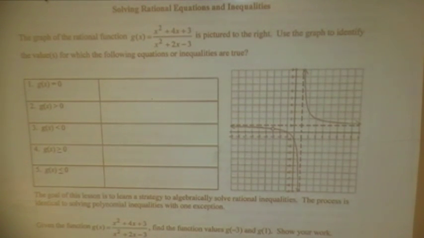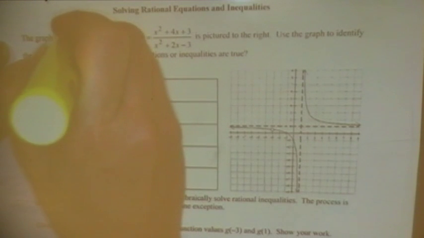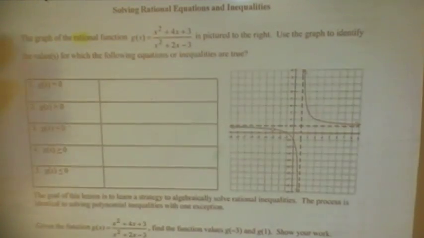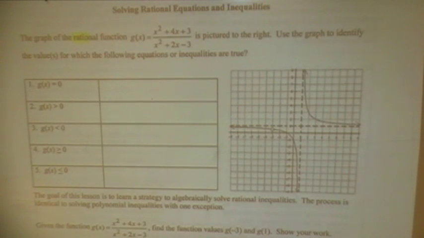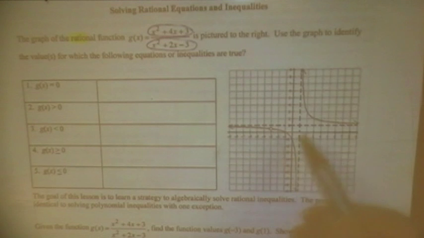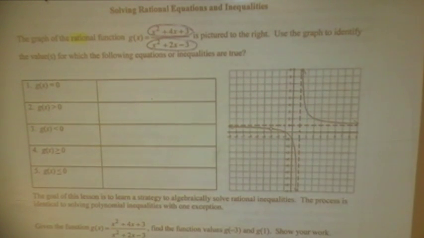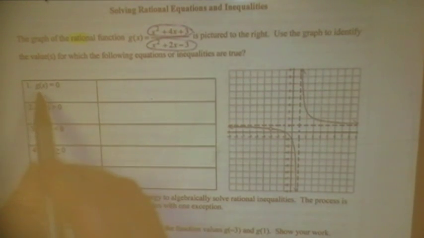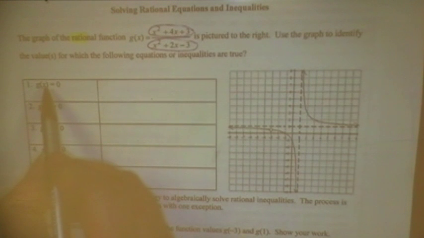So here we go. The graph of this rational function, now it's considered a rational function, remember, because the word rational has the root word ratio, and a ratio is a fraction, a comparison of one number over another. So in this case, I have one polynomial over another polynomial. So this is a ratio, so we call it a rational function. Here it is, pictured at the right. And then it's asking us to use the graph to identify the values for which the following equations or inequalities are true. So where does this equal 0?